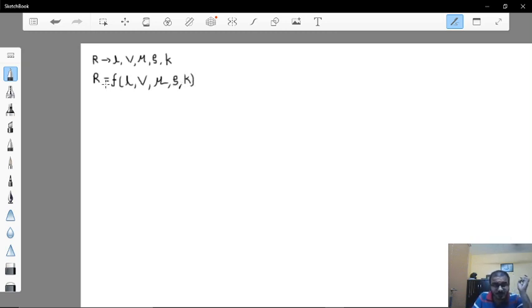So total number of variables, if you see, 1, 2, 3, 4, 5, 6. So n is equal to 6, and fundamental dimensions are going to be M, L, and T. So m is going to be 3. So number of pi terms will be n minus m is equal to 3. So we will have 3 pi terms. So we will have final answer as f1 of pi 1, pi 2, pi 3 is equal to 0.